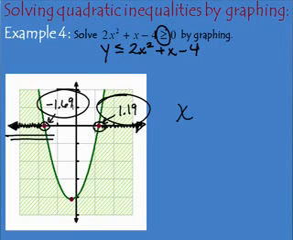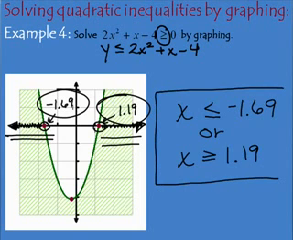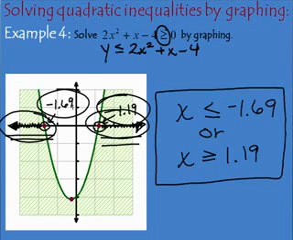What I have shaded here on the left is everything that is less than or equal to -1.69. But over here on the right, I have shaded everything that is greater than or equal to 1.19. So this is an OR statement, and this is what you would write as your solution to this quadratic inequality. What you're doing is describing what happens on the x-axis. Okay? So you'll probably look at another example with your teacher.